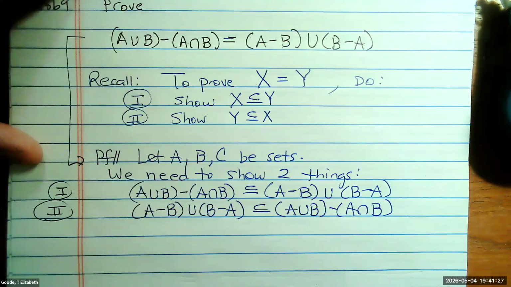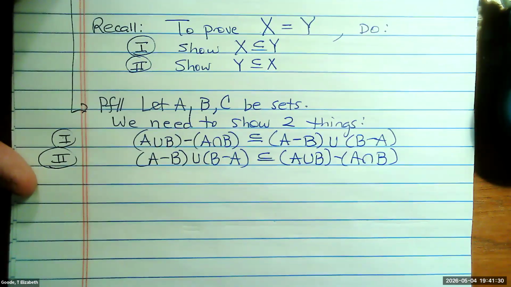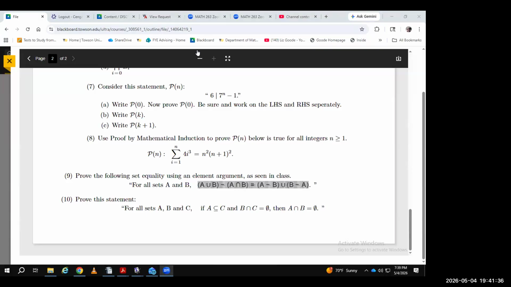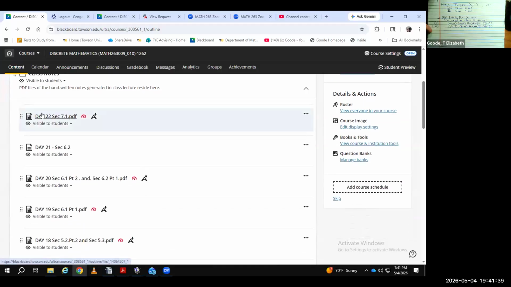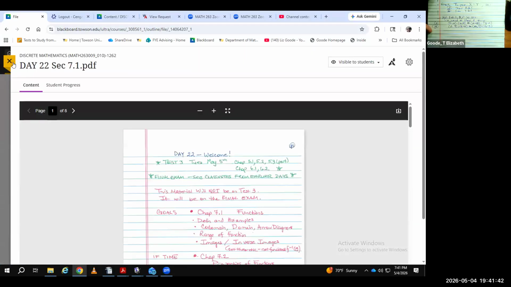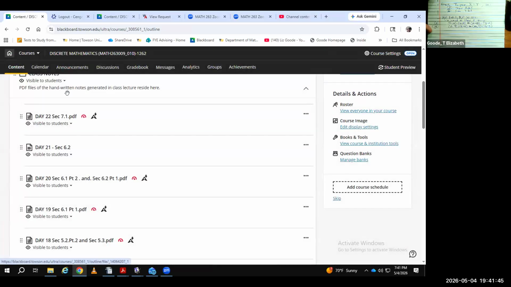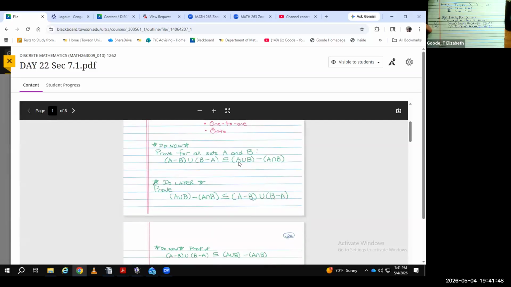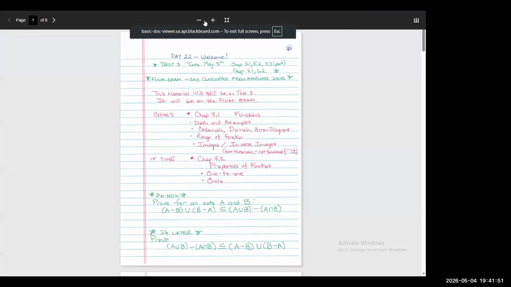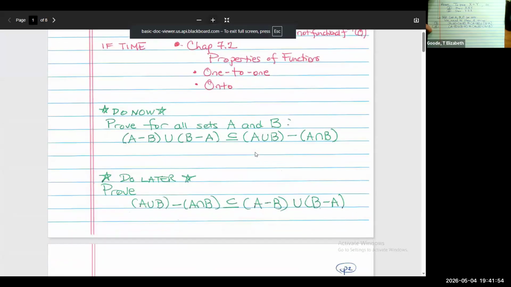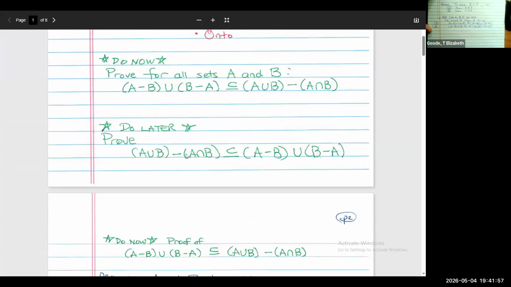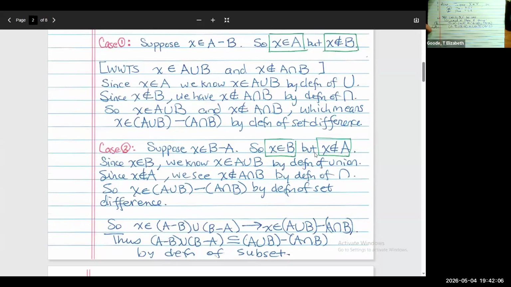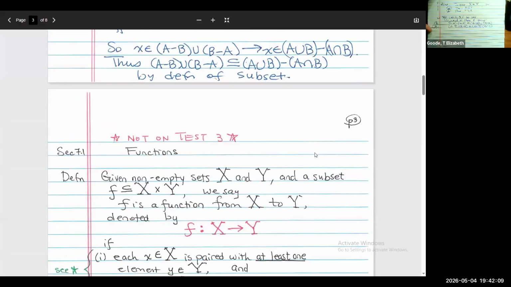Now, we proved one of these in class. Does anybody remember which one we proved in class? Let's look at class notes. Wasn't it in day 22? Yeah, thank you. Let's look in day 22. Now, we did functions on day 22. Oh, but wait a minute. Maybe it was our do now. Maybe it was our warm up. Yeah, good call, Jessica. So we proved that (A union B) minus (A intersect B) is a subset of A minus B union B minus A. So we proved that direction, okay? And it's all there.